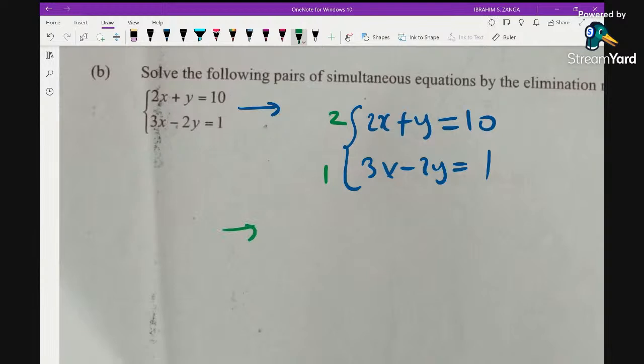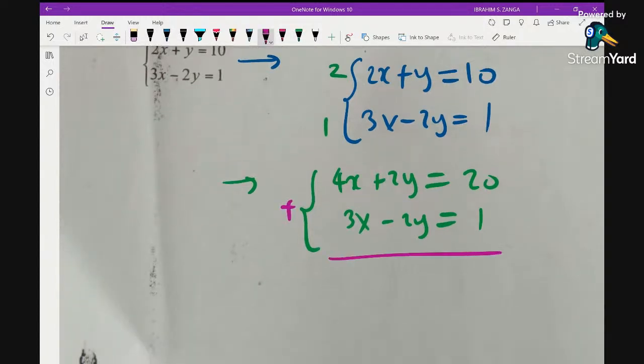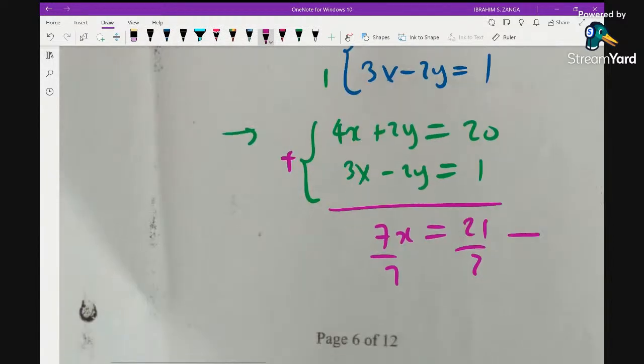And we're going to have new set of equation, which is 4x plus 2y equals to 20. You have 3x minus 2y equals to 1. So how do we eliminate? We are going to add, of course. So you're going to get 7x equals to 21, divided by 7 by 7, and the value of x will be 3.